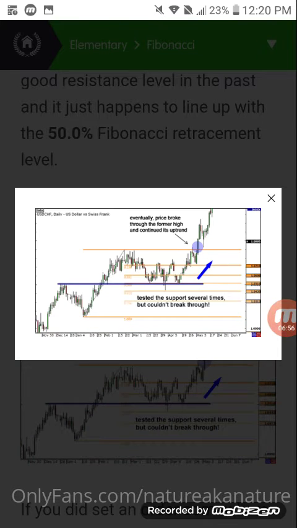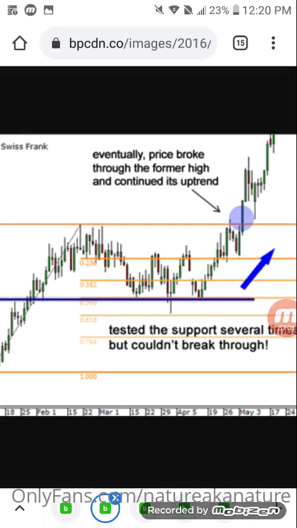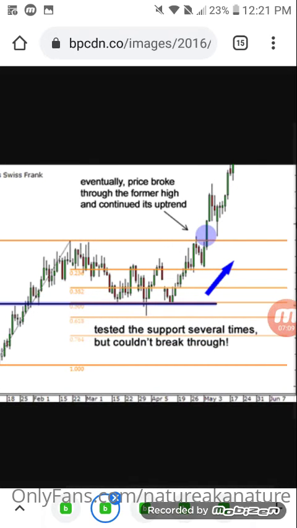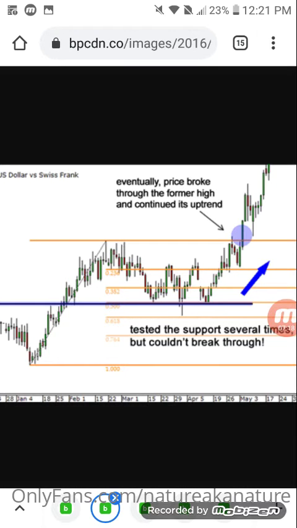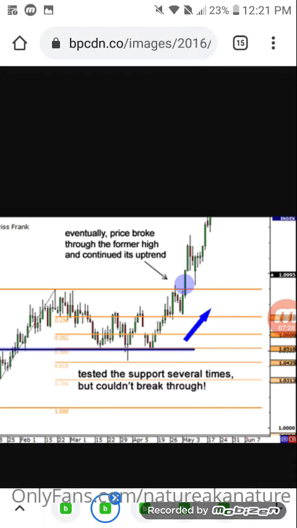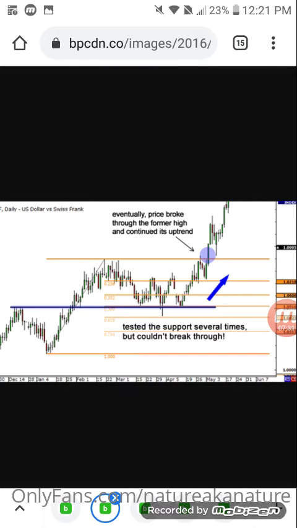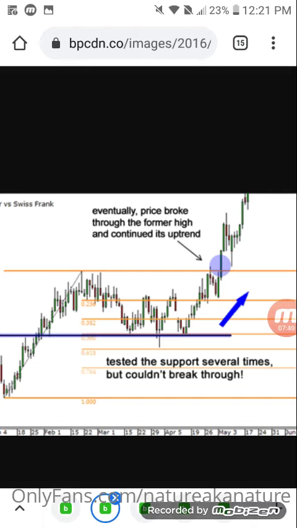All right, so let's see what happens right here. Eventually price broke through the former high and continues the uptrend. So let's see what happened though. It tested the support several times but couldn't break through. It did go back to the 50 level, that recent resistance, now support. It shot past the 38.2 level and went to the 50 retracement level, and it touched it not once, not twice, but 3 times, before heading back up in an overall continuation uptrend.